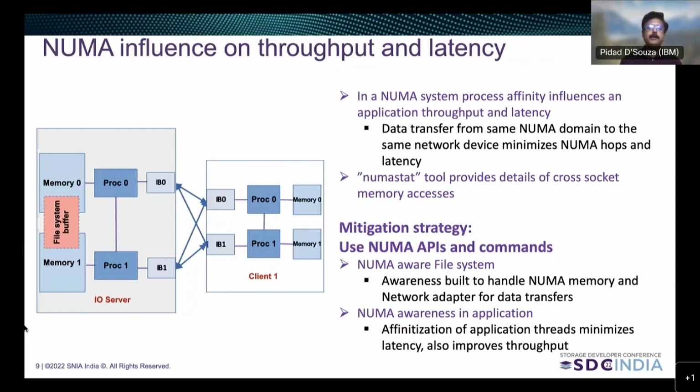And as a mitigation strategy, you can use a NUMA-aware file system, wherein such a file system can use NUMA-specific adapters to do data transfer to minimize the cross-socket memory accesses. Similarly, one can build NUMA awareness in the application by affinitizing the threads and reducing the latency, which eventually translates into a higher throughput.